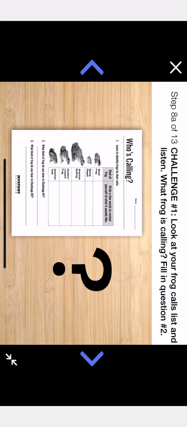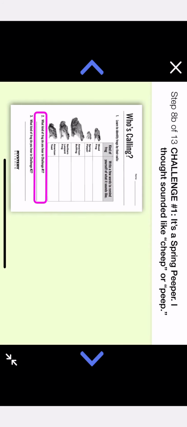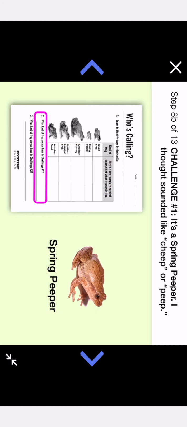Okay, so your challenge was to figure out which frog was making that noise. Okay, are you ready for the answer? Challenge number 1 was a spring peeper. I don't know what words you use to describe its sound, but personally, I thought it sounded a bit like cheep or peep.